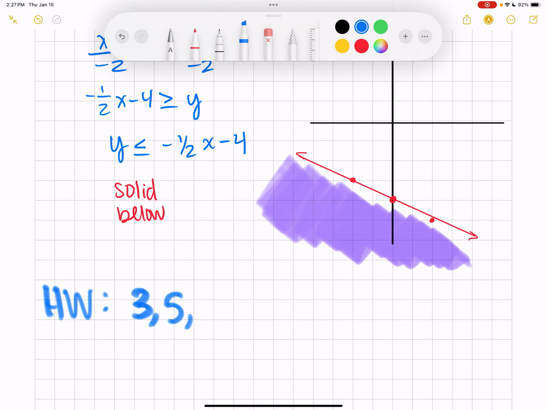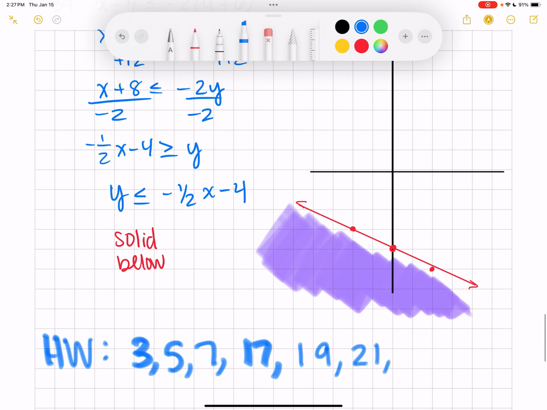3, 5, 7, 17. Do not go anywhere till you write these down. 19, 3, 5, 21. Are you not gonna be here tomorrow? No, we have a long weekend, so I'm trying to not make you have homework this weekend.